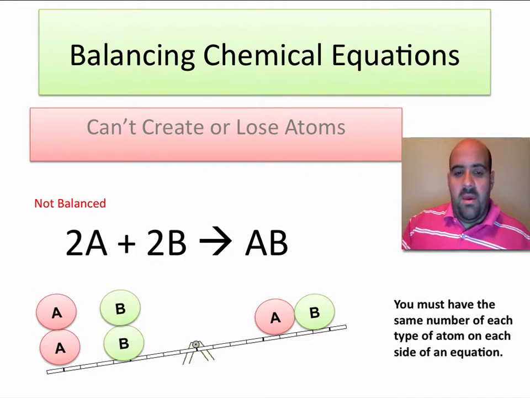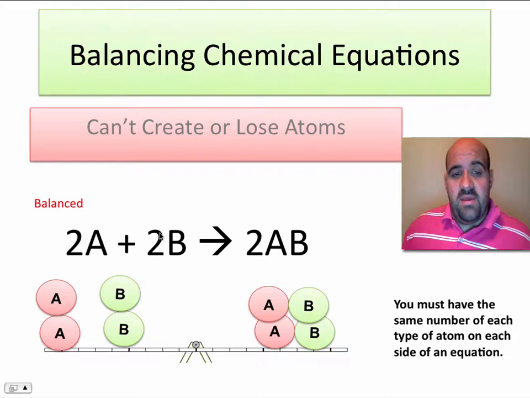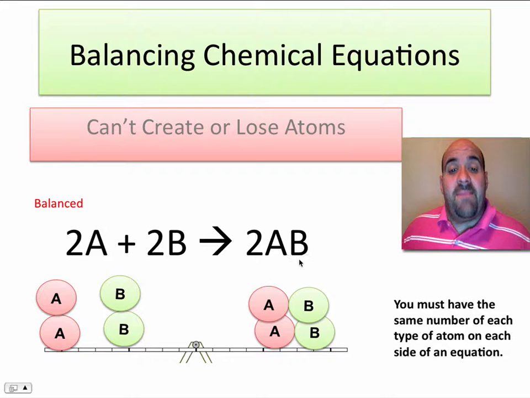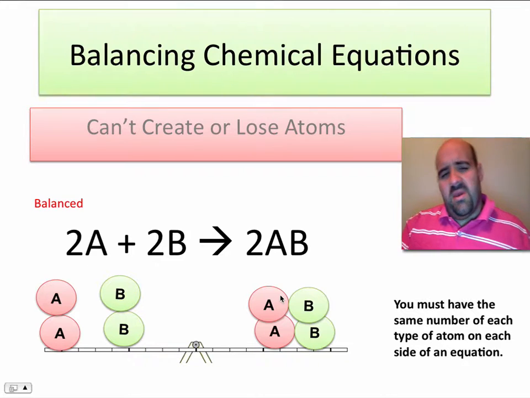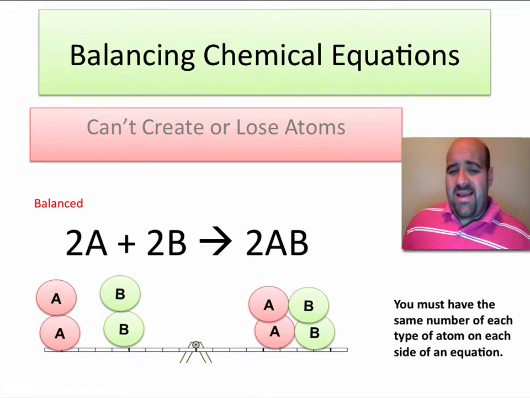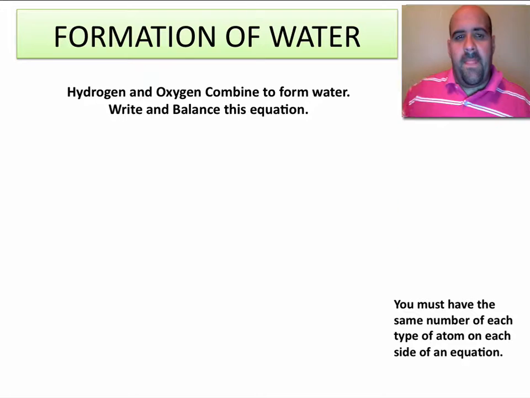So a balanced version of this would be 2A plus 2B forms 2AB. And this would be a balanced chemical equation. And we're going to balance a bunch of chemical equations. The idea behind it is this simple, but it does get a little bit complicated as we look at some challenging chemical formulas.